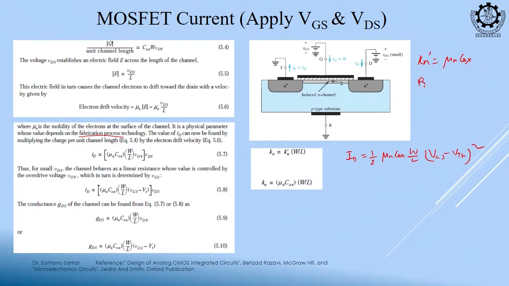And if you multiply it with W by L, then we tell it that Kn is equal to Kn dash into W by L. So, sometimes in some books you will see it written as the same thing, or in some books you will see the same expression, okay, these values are considered.